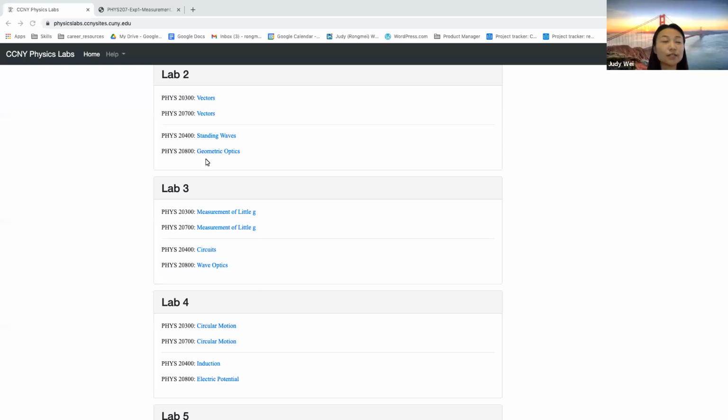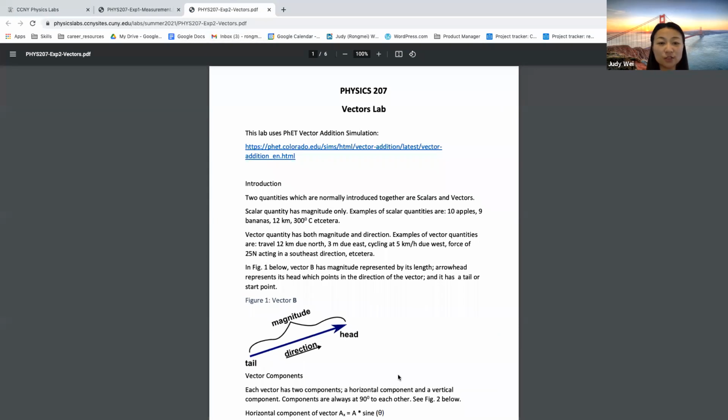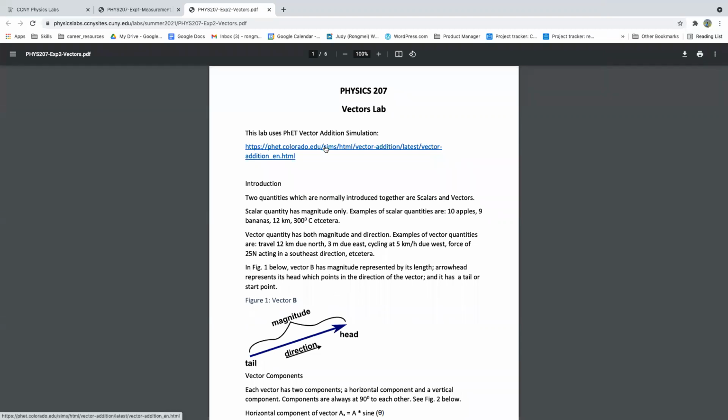All right, so this lab is for vectors. If you go to the lab menu, we use this simulation. Okay, so we use this link to do the simulation.